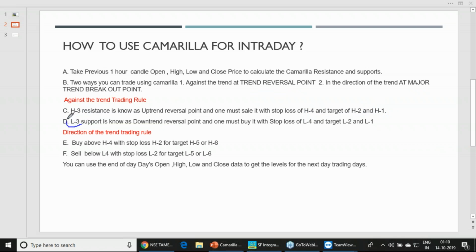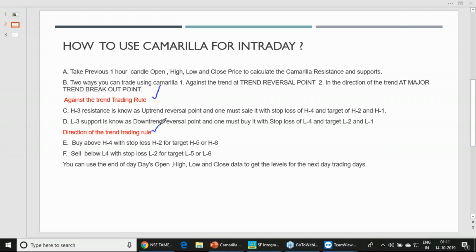In the same way, L3 is known as your support. Here it says that you must buy at L3, the third support level, keep the fourth support level as your stop loss, and the second support and first support will act as your targets. So this is the trade if you are going against the trend. This is one way of trading.